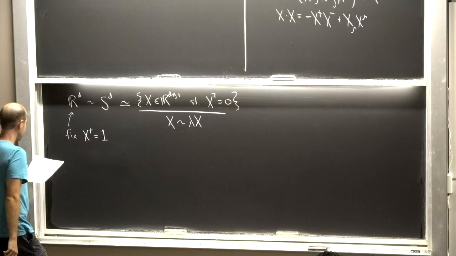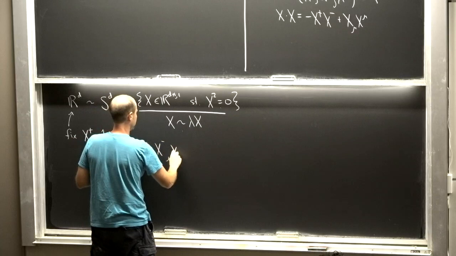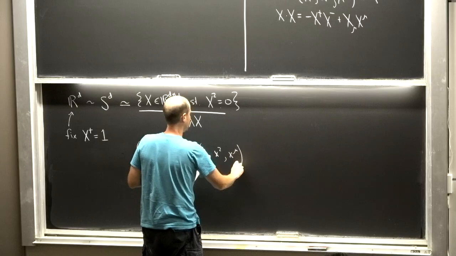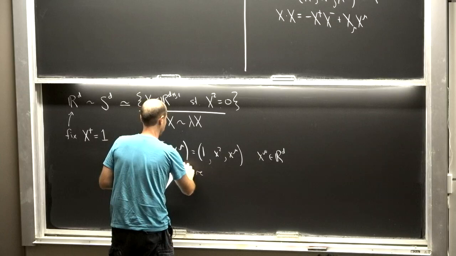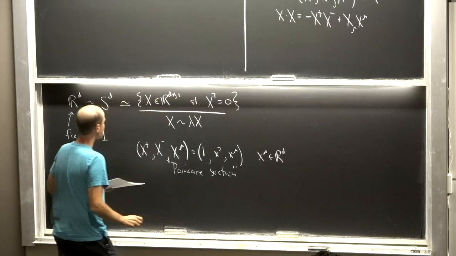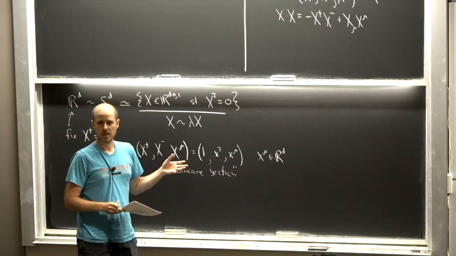So we can fix X^+ equals 1. And then if we solve the null condition, then we find that X has to have the following form: 1, little x squared, little x^mu, where little x^mu is in R^d. And this is called the Poincaré section. And the idea for understanding the conformal group is you can start on the Poincaré section and then act with a conformal transformation. And that does something very simple. It just multiplies this vector by a matrix.